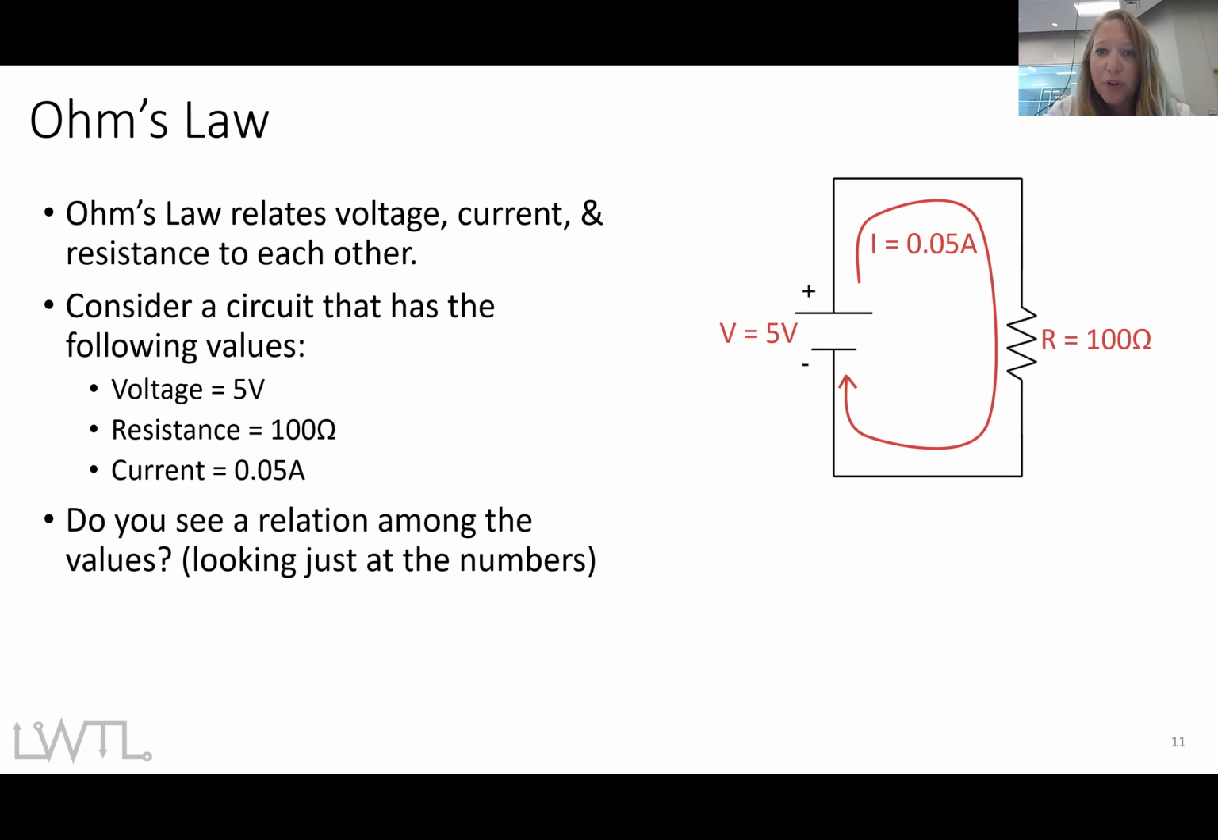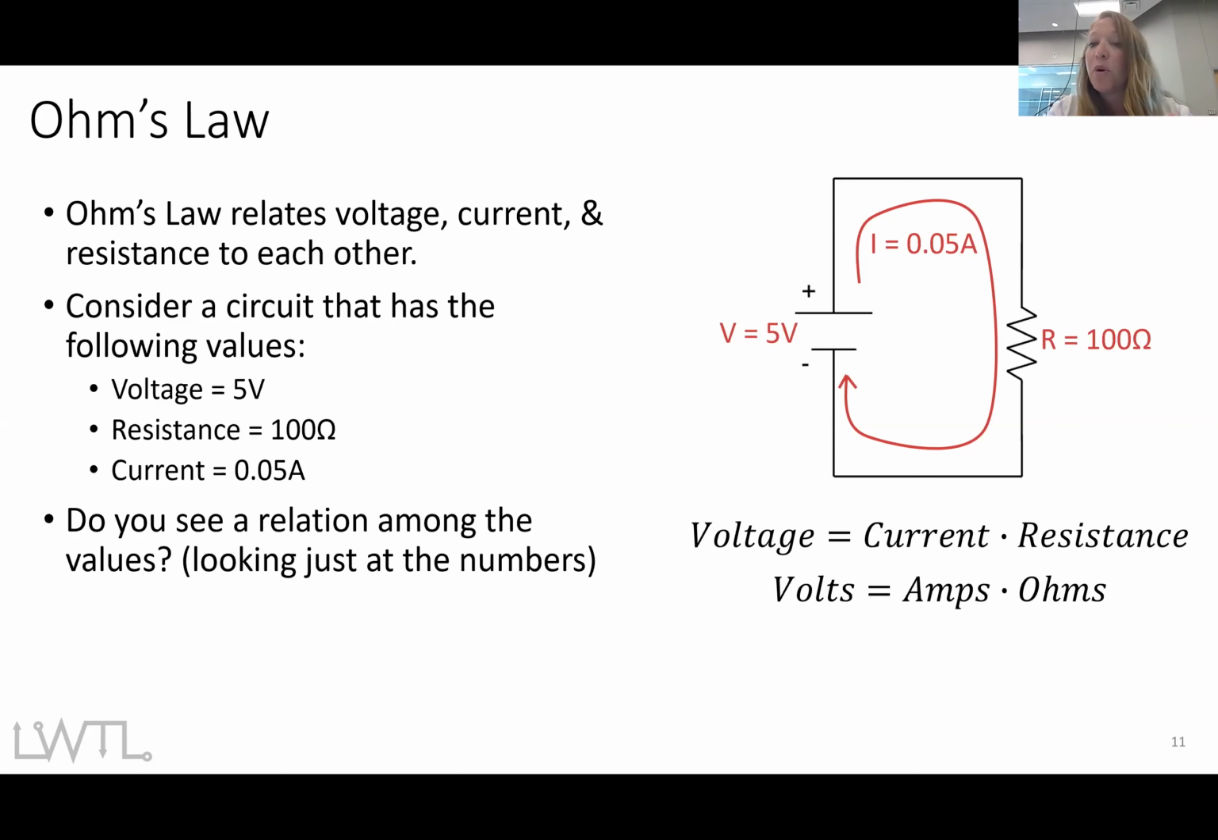If you're looking at it, you might see that if you multiply current times resistance, you'll get the value of 5. And so that is Ohm's law. Ohm's law is current times resistance. When you multiply the current times the resistance, you get voltage. So when you multiply amps times ohms, that's the same thing as volts. An amp times an ohm is a volt.